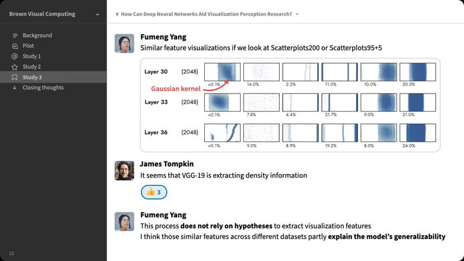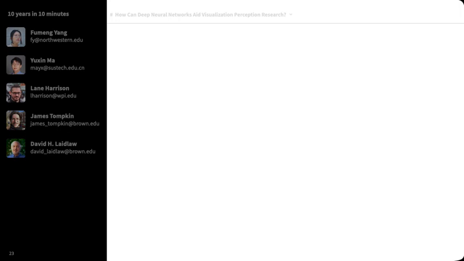And that was the middle of 2022. This is a very brief overview of our paper. I'll say our 10 years of thinking about this problem in 10 minutes.